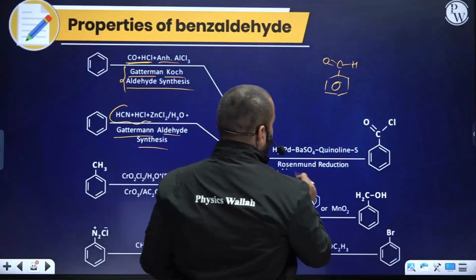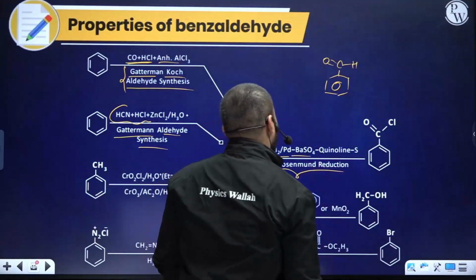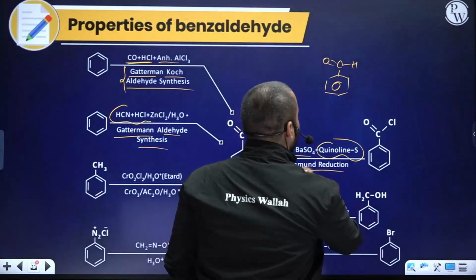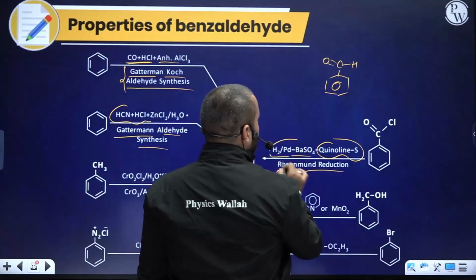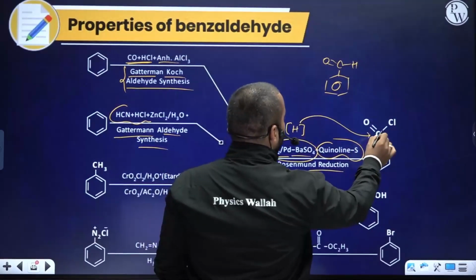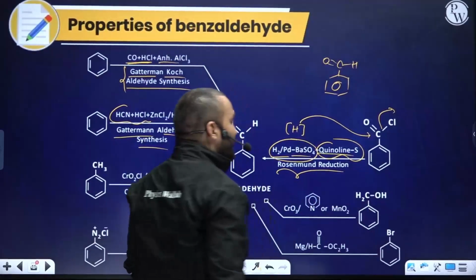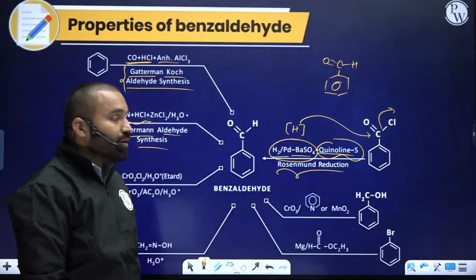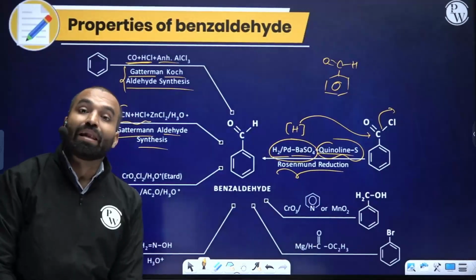This is known as Rosenmund reduction. Here we have H2 and Pd with BaSO4, with a poison added, quinoline. Then hydride will come from this source, nascent hydrogen comes in. That nascent hydrogen attacks here, and chlorine is kicked out. Remember, if you do not use quinoline, which is one of the poisons here, then the compound obtained will no longer be benzaldehyde, it will be benzyl alcohol.